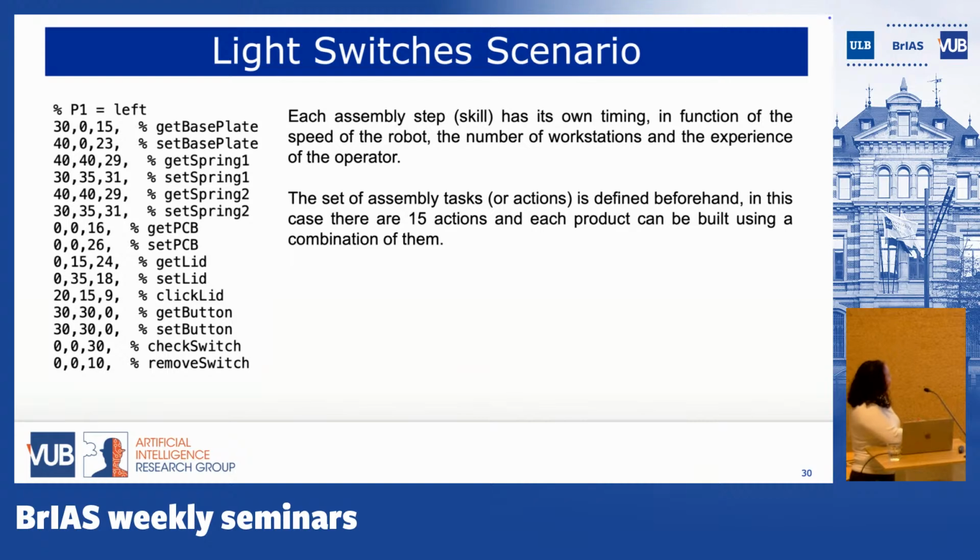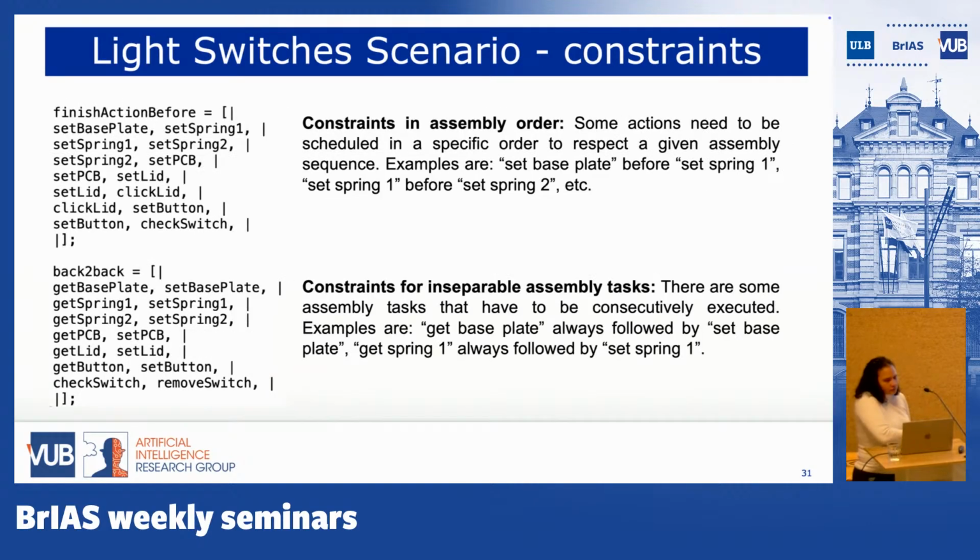So we have 15 actions. They are all mentioned there. The set of tasks we have to execute is defined beforehand. For each of the tasks, we have the timing for the different resources that we have in line. So the constraints in assembly order and the constraints for the tasks that have to be executed one after the other are two different sets of constraints that we receive, and to translate them, this is just taken into account in the action selection process.